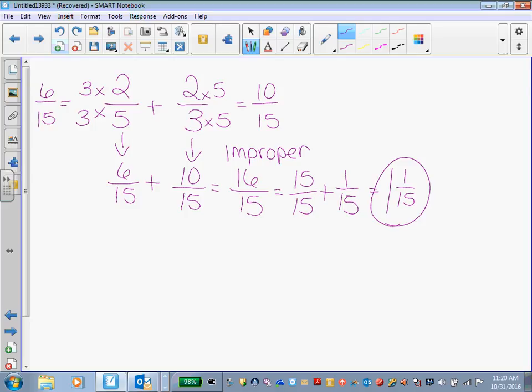1 and 1/15. It's really not. It's just helping you to see how you got it. Okay? This 16/15, another way that you can look at it is if you wanted to break it apart, you could say it's made up of 15/15 plus 1/15, and that 15/15 is equal to 1 whole. So you have 1 whole and 1/15.